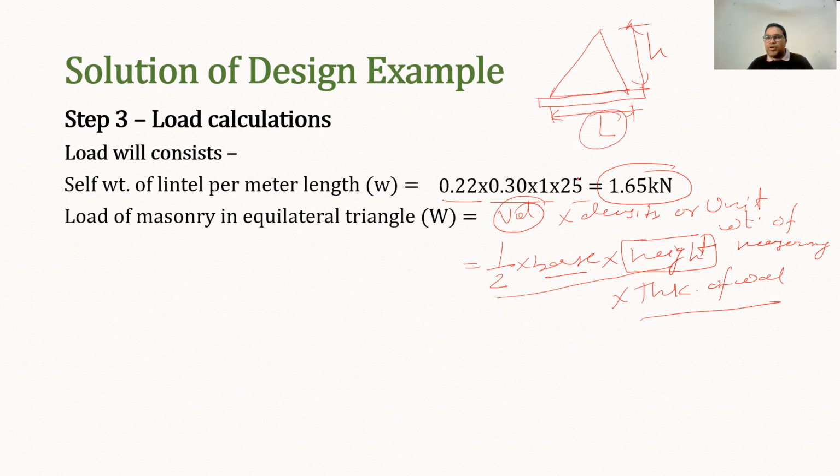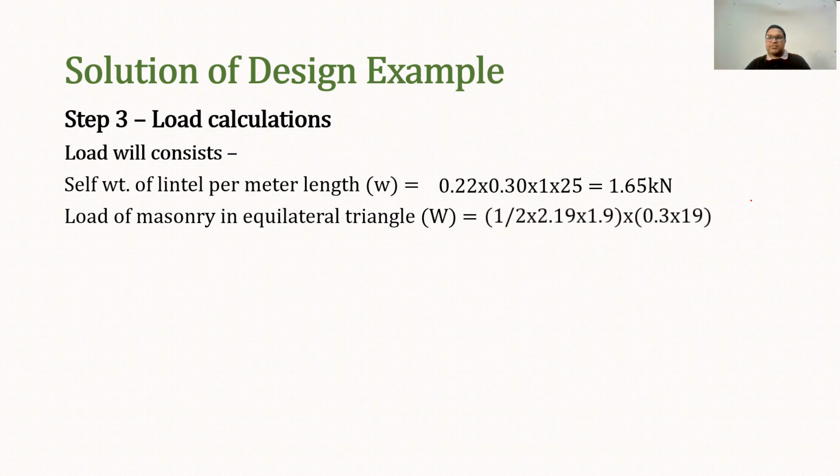L is 2.19 meter. So these values are here, and thickness of wall is 300 mm, which is mentioned in the question also. Also, unit weight of masonry given in the problem is 19 kilonewton per meter cube. Putting all the values, we get the load of masonry of the equilateral triangle. So area of triangle is half into base into height, multiplied by the thickness of wall.